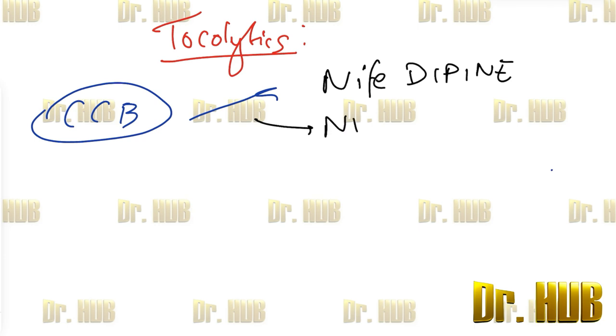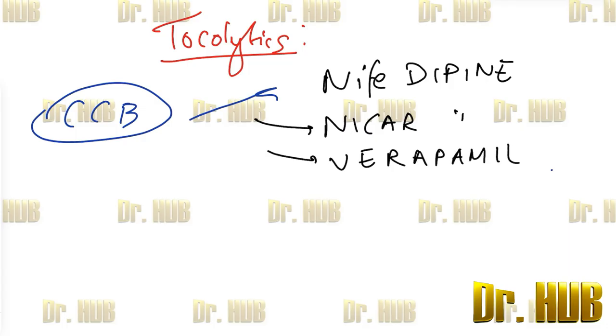Let's now understand a bit of pharmacology, starting with the tocolytics. These tocolytic drugs are classified as, firstly, CCBs. CCB is nothing but the calcium channel blockers. The commonly used calcium channel blockers are nifedipine. They all end with dipines. So first is nifedipine, then comes nicardipine, then comes verapamil. So these are the commonly used CCBs.